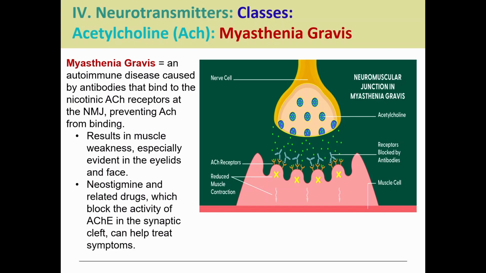So myasthenia gravis is just an autoimmune disease, right? Antibodies are binding to these nicotinic acetylcholine receptors, which prevents acetylcholine from binding, which means muscle weakness. We really see it in the face. These medications, though, are going to block the activity of acetylcholinesterase to help treat the symptoms. Basically, allow acetylcholine to stay there longer so that acetylcholine can bind to receptors when it can to prevent that weakness. Again, I'm not worried about you memorizing a bunch of conditions. I'm more worried about you remembering normal function. We're talking about them only so that we can understand the normal function, in this case, of acetylcholine.